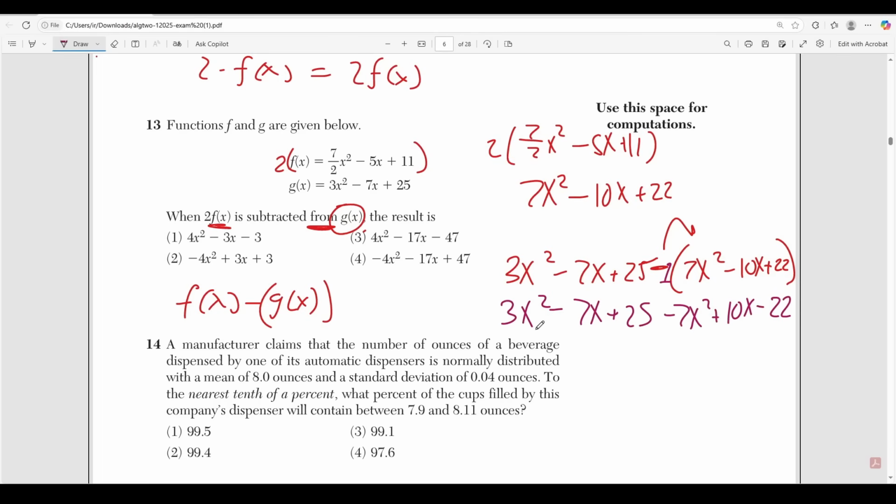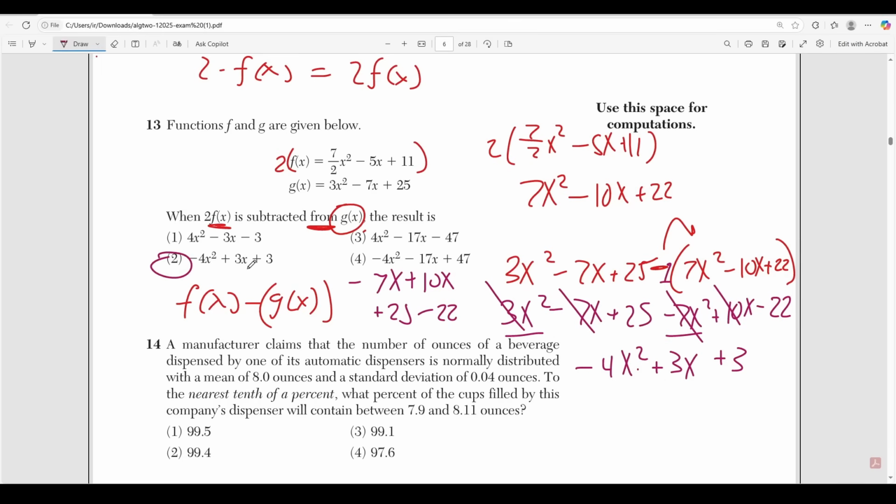All right, and then I'm going to combine like terms. So 3x squared minus 7x squared is negative 4x squared. Okay, so these two are combined. Then I have negative 7x plus 10x, which is going to give you positive 3x. So these two are combined. And finally, I have positive 25 minus 22, which is going to give me positive 3. And this is going to line up with choice 2, negative 4x squared plus 3x plus 3.